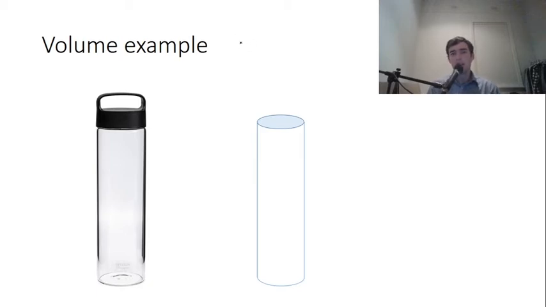The reason I would want to find the volume of this drink bottle is because I want to make sure I'm drinking the right amount of water. And since 1 centimeter cubed is equal to 1 milliliter, if I find the volume, I can find the capacity, how much water I'm drinking, if I drink everything in the drink bottle.